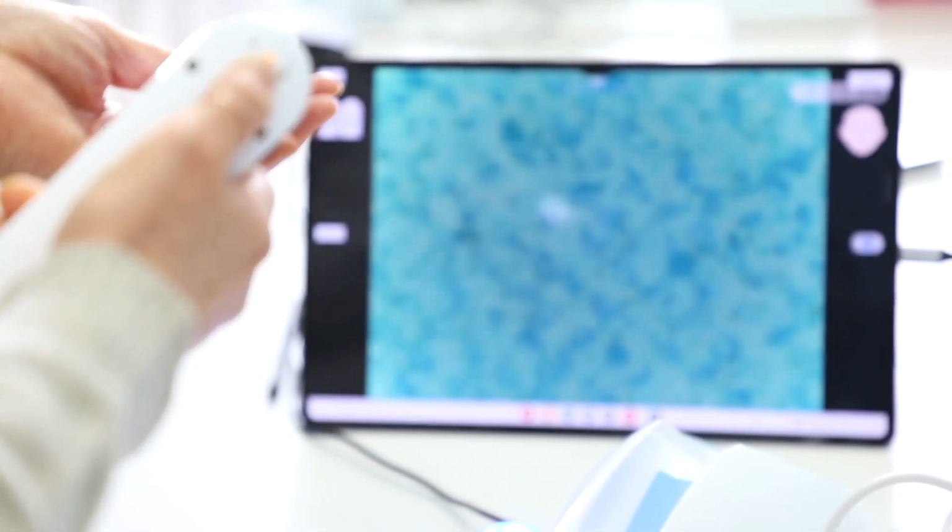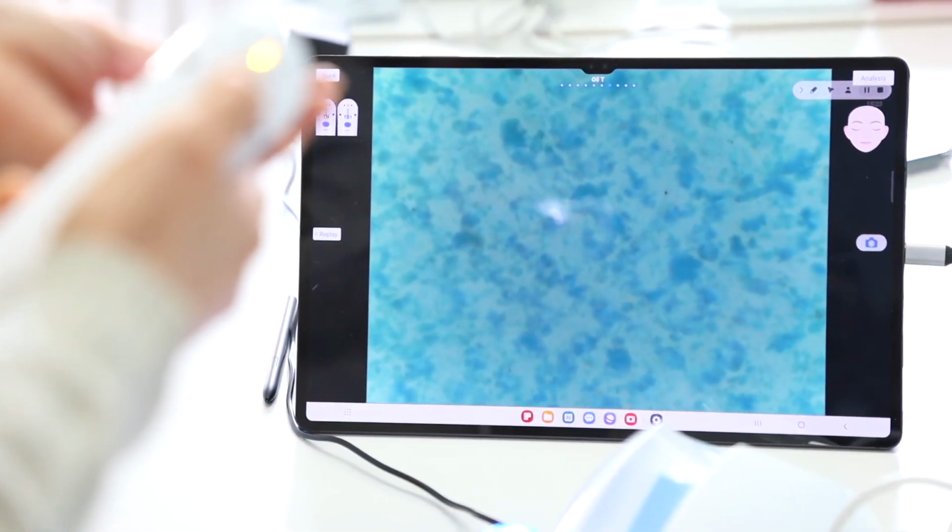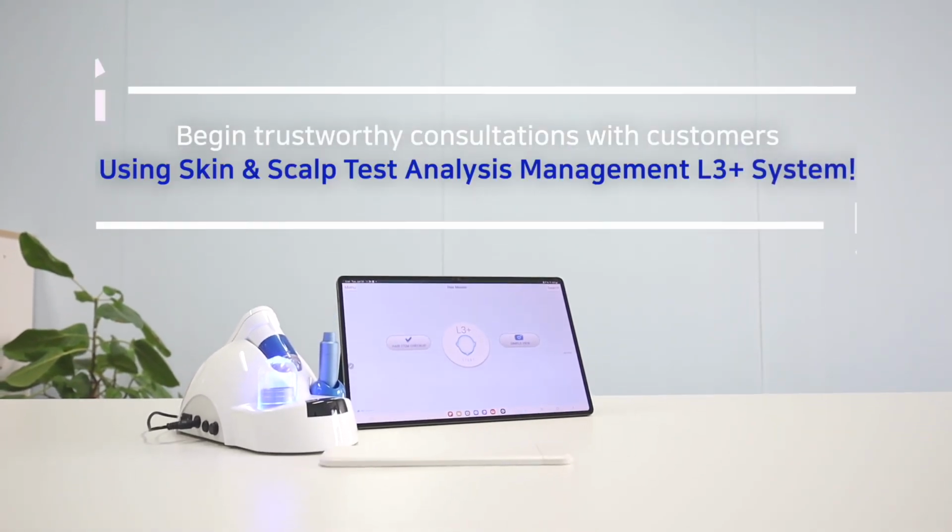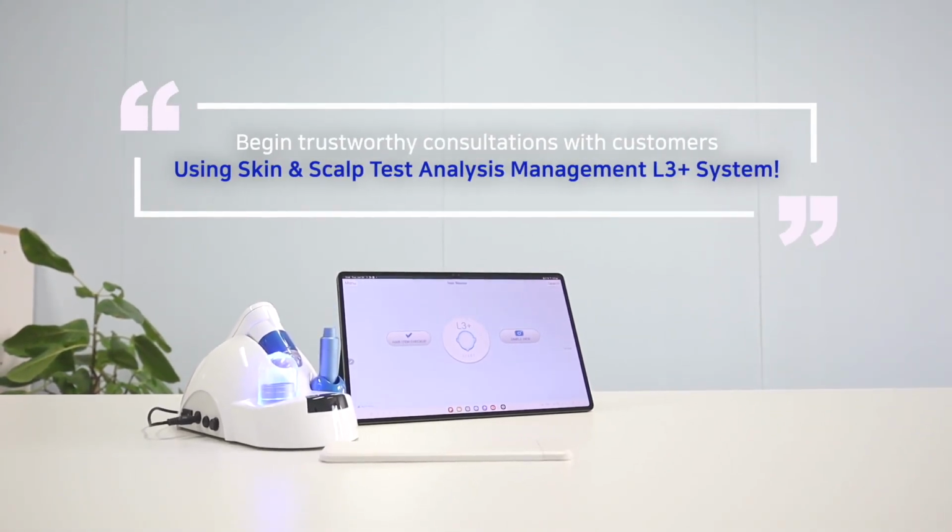Start trusted consultations with your customers using the Skin or Scalp Examination and Analysis Management L3 system.